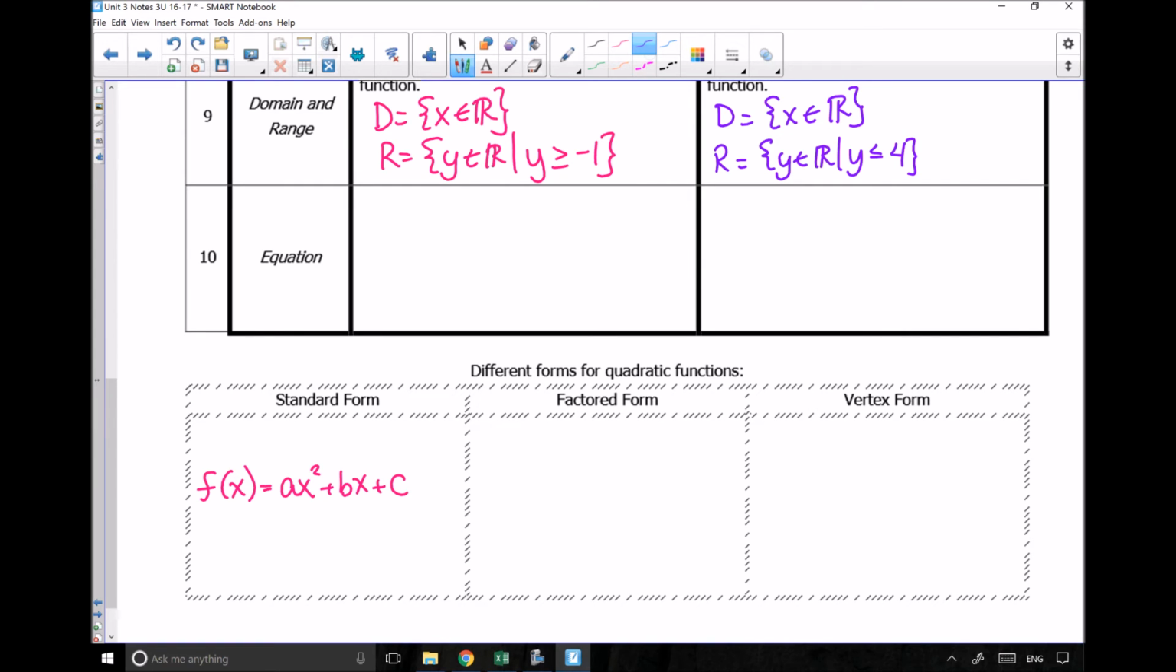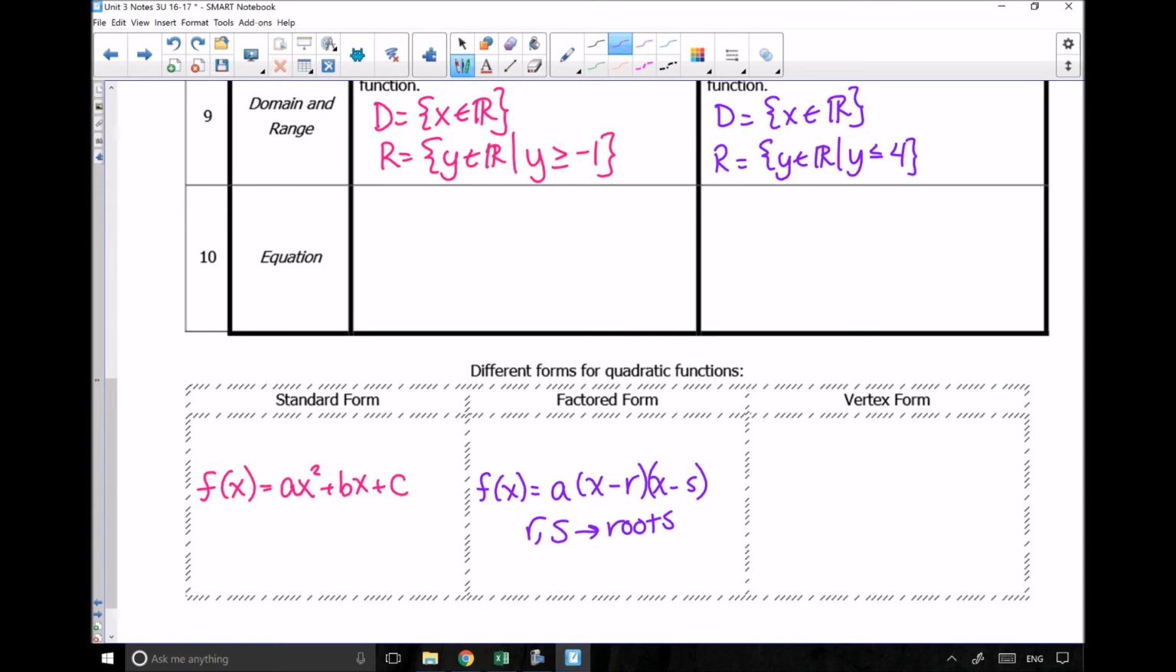The second equation is going to be f of x is equal to a times x minus r times x minus s. And this right here is the factored form. And when you have a factored form right here, r and s are going to be the roots of your function, okay?